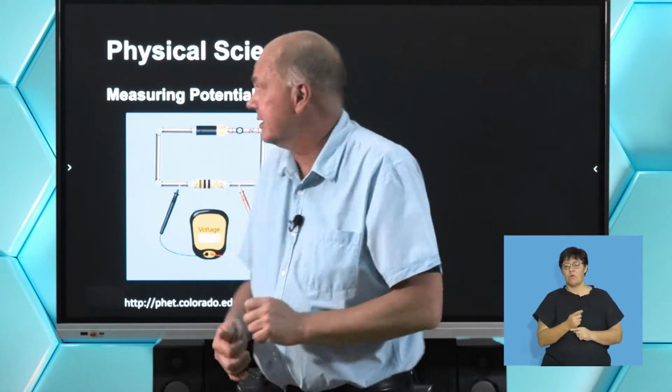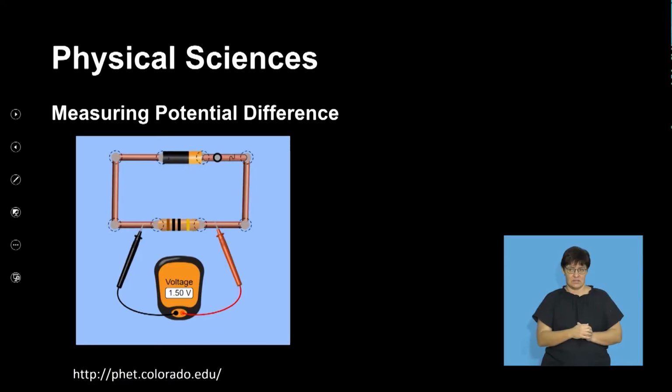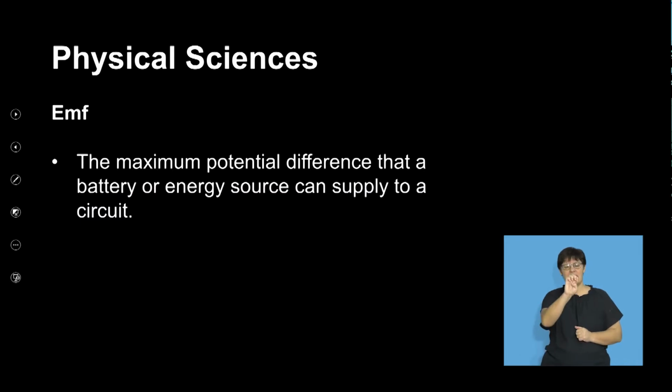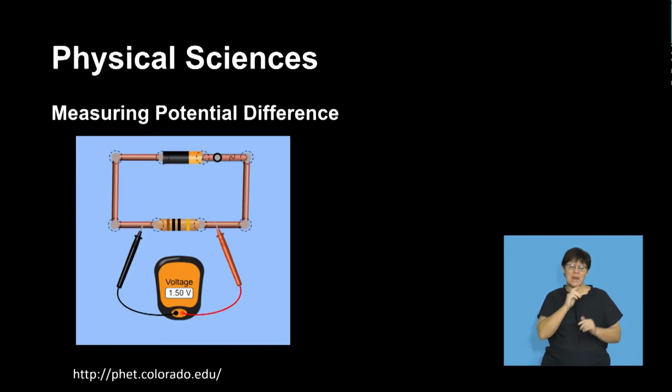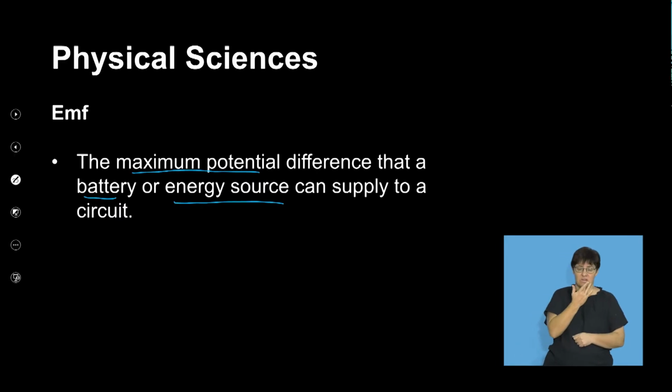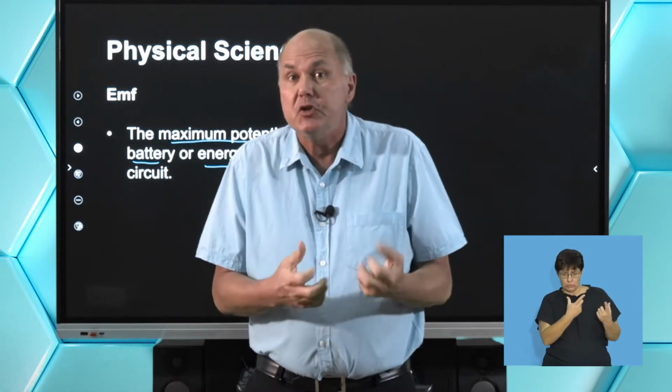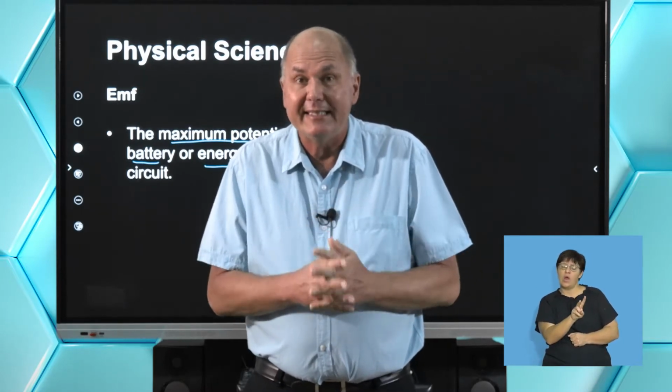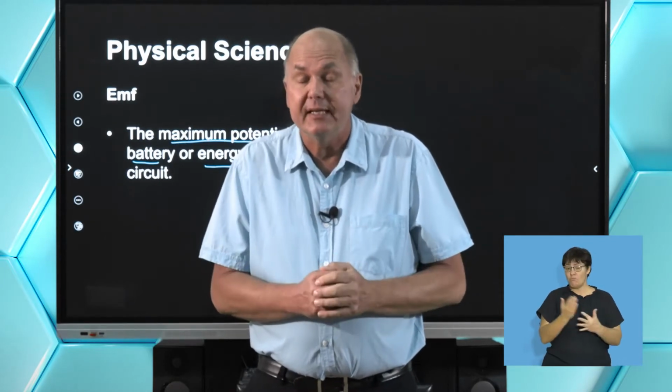There's just one last thing that I want to mention, and that is this idea of EMF. EMF is the maximum potential difference that a battery or an energy source can supply to a circuit. And we're going to need to make sure that we are working with EMF as much as possible. And we're going to get used to doing that as we look at this principle of electromagnetic induction. So take a short break, and we'll be back to explore this in a little bit more detail.